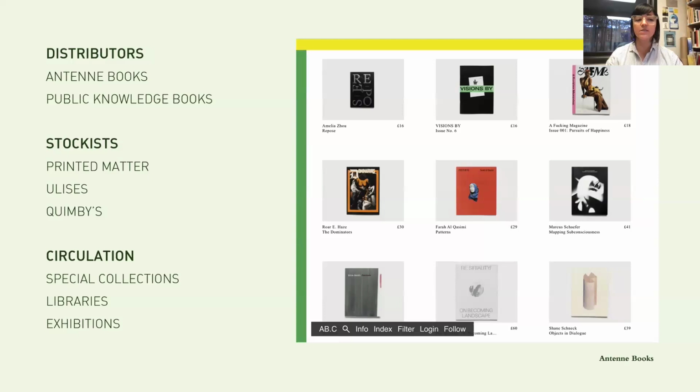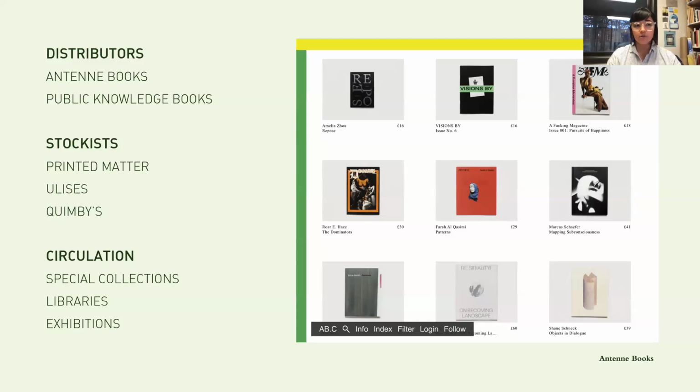Wesley last night from Ulysses is another stockist. Quimby's in Chicago would be another one. Circulation is more like thinking through where do books circulate? Granted, distributors and stockists are circulating artworks and publications, but circulation in a library, if we're thinking like library archivist practice, is usually through libraries.